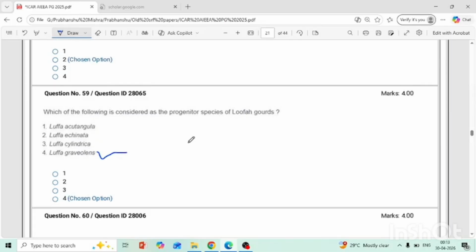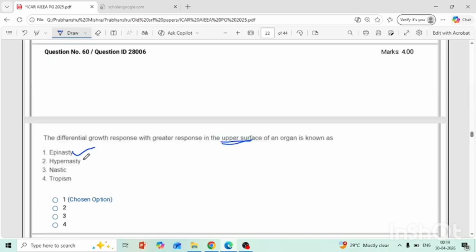The differential growth response with greater response in the upper surface of an organ is known as. If the growth response is present in the upper surface of the organ, then it is called epinasty. If the growth response is present in the lower surface of the organ, then it is called hyponasty. Basically, these are growth responses, how growth occurs based on different responses.